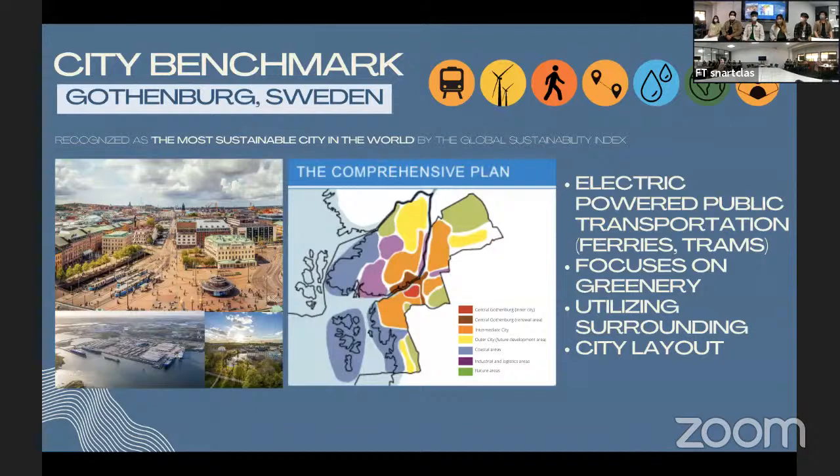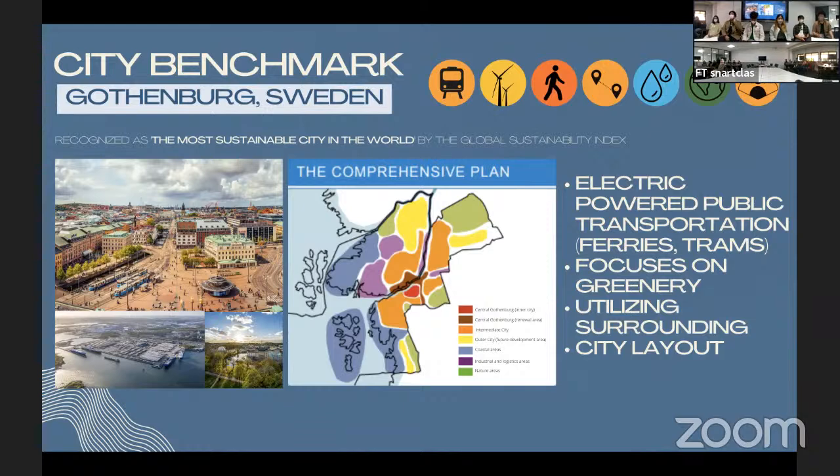Next slide, please. Okay, so now I'm going to talk about our city benchmark, which is Gothenburg, Sweden, which was recognized as the most sustainable city in the world by the GSI, or the Global Sustainability Index, for 5 years in a row till the year 2021. But what makes Gothenburg sustainable? What actually differentiates it from other cities in the world?